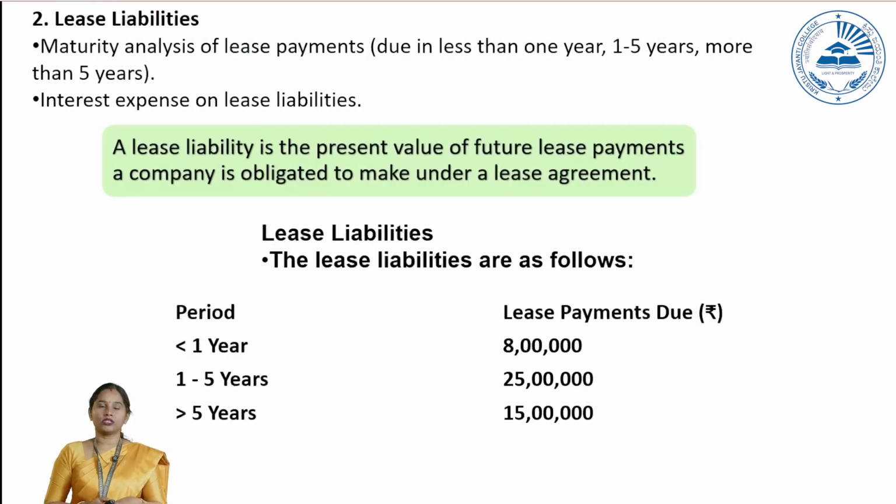The second disclosure is lease liabilities. The lessee will analyze the maturity analysis of the lease payments, whether it is less than 1 year, 1 to 5 years, or more than 5 years. What will be the lease liability amount due to the other party? And if any interest expenses are incurred, that amount also needs to be shown in the financial statement. What is meant by lease liability? It is the present value of future lease payments a company has a duty or obligation to make under a lease agreement. So these are the liabilities of a company and have to be shown like this.